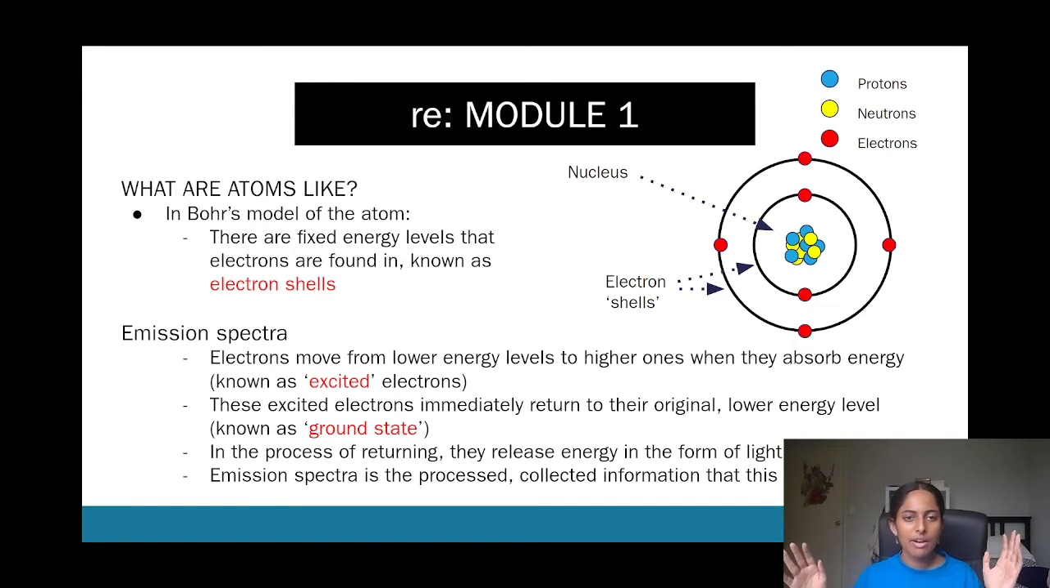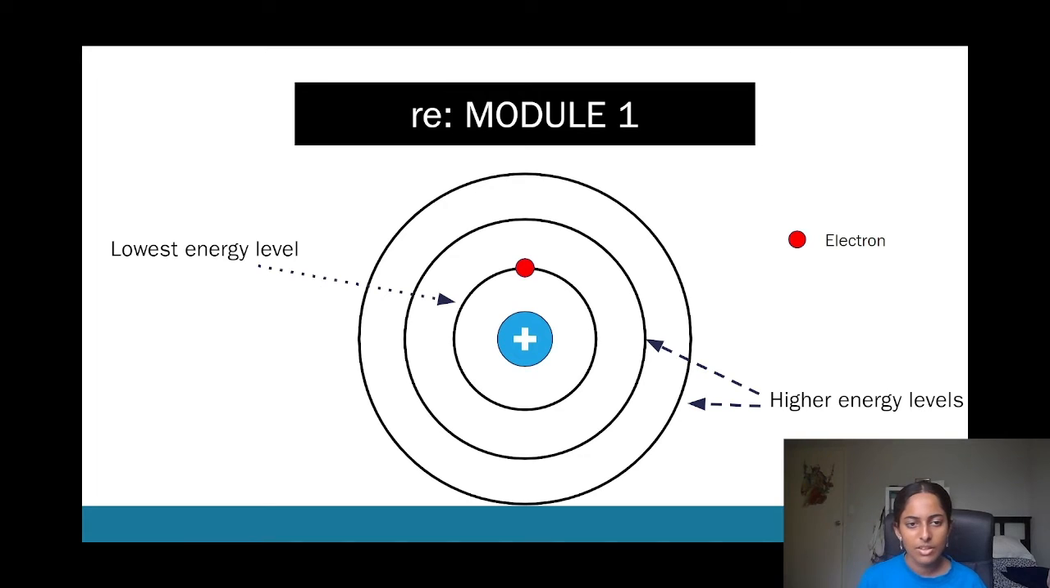When this light is picked up by a specific emission spectrum machine, it can be processed and you can interpret what kind of atom it is, because different atoms emit different wavelengths of light. So that's how emission spectra works. Lower energy levels are close to the nucleus, while higher energy levels go further out in terms of the Bohr model.